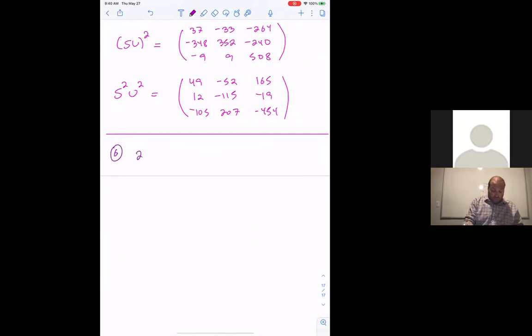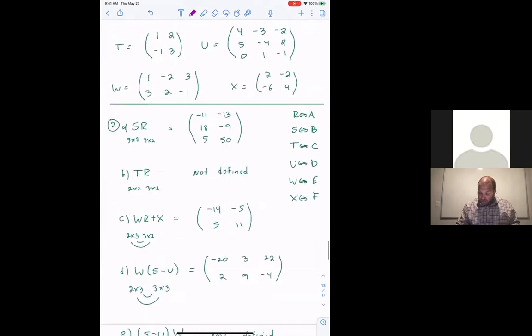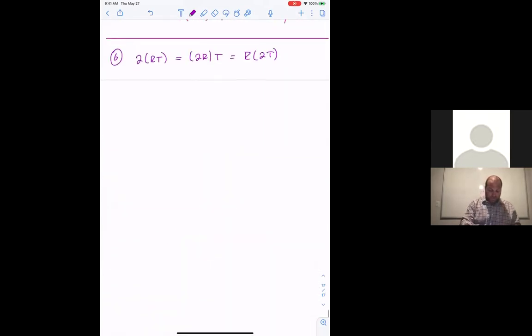Show that 2(RT) equals (2R)T. In other words, when it comes to scalar multiplication, the scalar can go in front, can go with the first, can go with the second. I don't care where you put it. Scalars can go wherever they want. So we'll show this. Okay, well, let's go R and T. R was A and T is C. So we're dealing with A and C here.